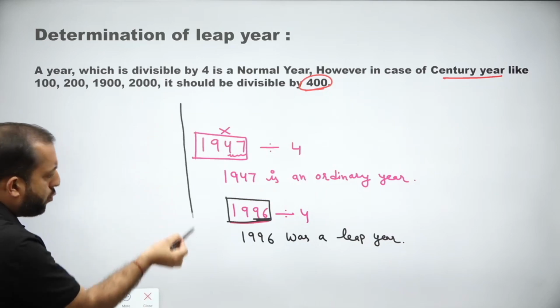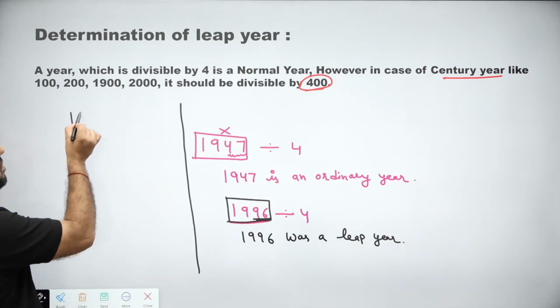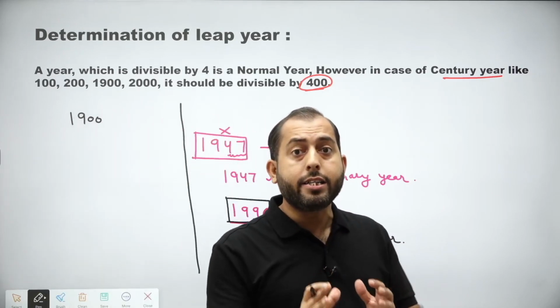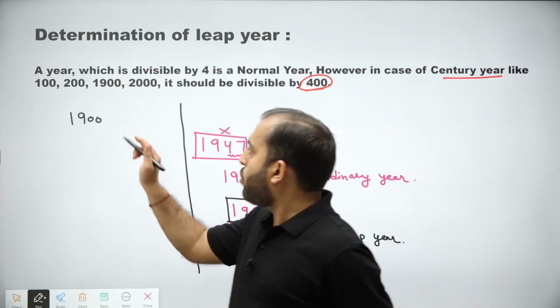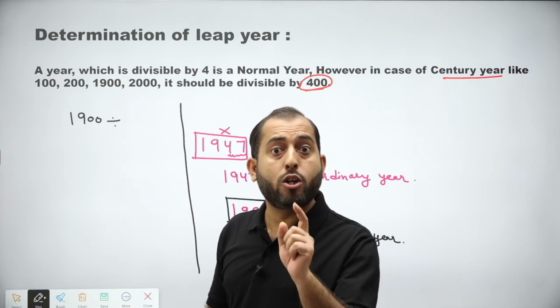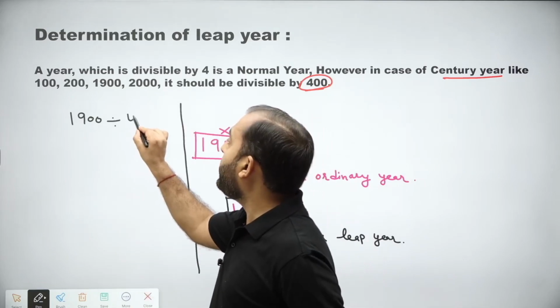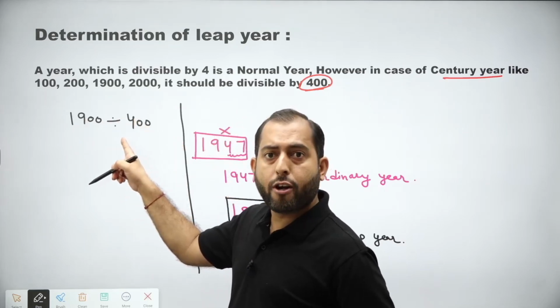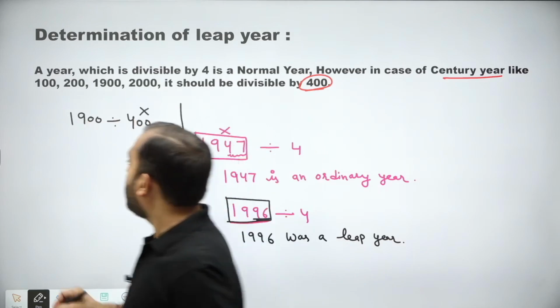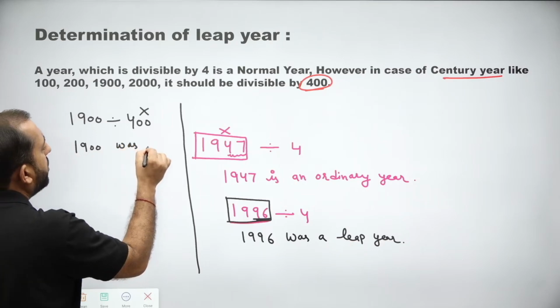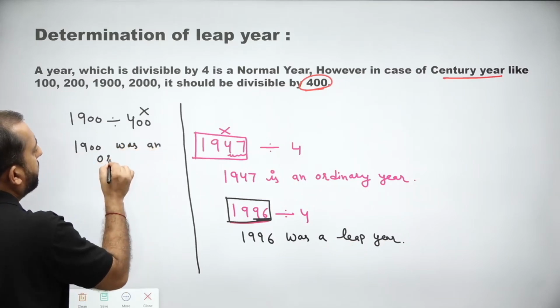But suppose we are talking about 1900, now 1900 is a century. So in this case, we will divide by 400, not 4. So 1900. Now tell me, is 1900 divisible by 400? No. So 1900 was an ordinary year.